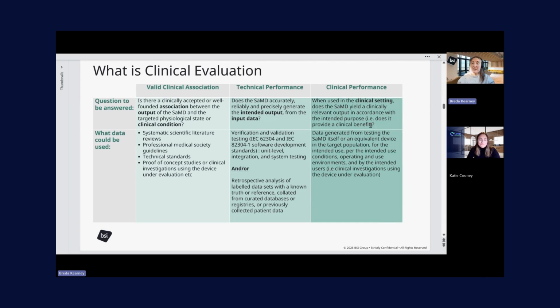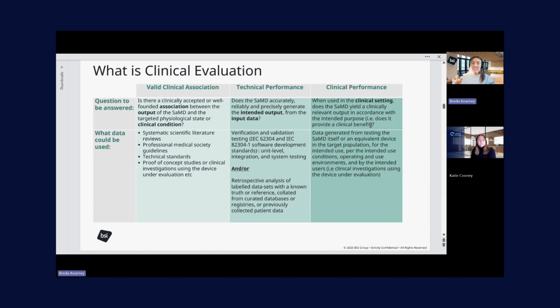Clinical performance then is we're going to the clinical setting. So I'm generating data from using the device or an equivalent device in the target population for the intended use, per the intended use conditions. So in the hospital or in the triage room or in the emergency room or wherever it's meant to be used, or by lay persons and by the intended users. So this is your clinical investigations.